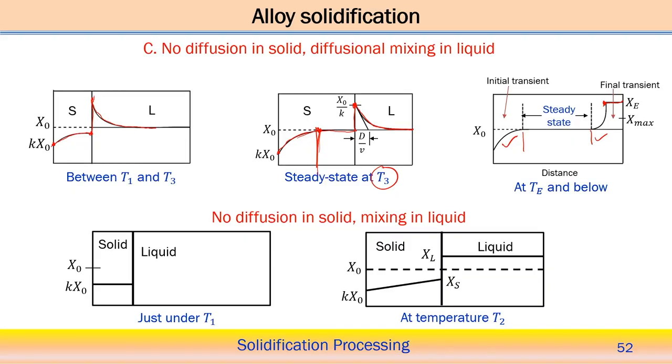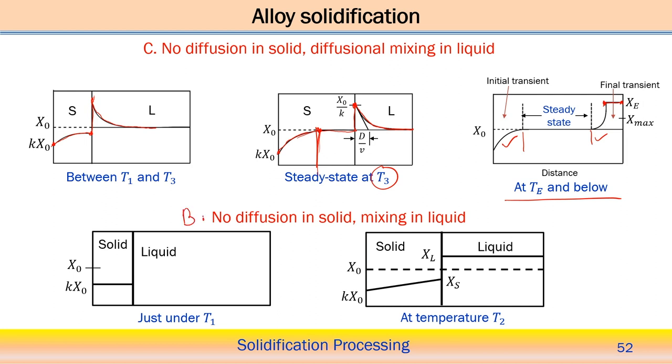So therefore this is the steady state situation, and we can reach up to this point at TE, the eutectic temperature, and below this is the status of the composition change with respect to distance. We can see this is the typical pattern associated with no diffusion in the solid but diffusional mixing in the liquid phase.